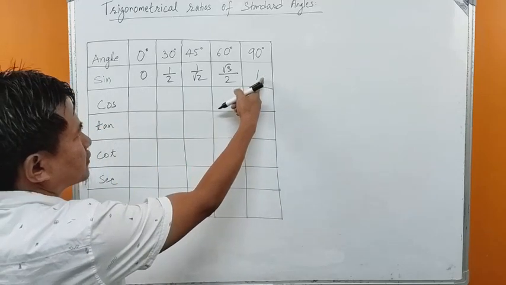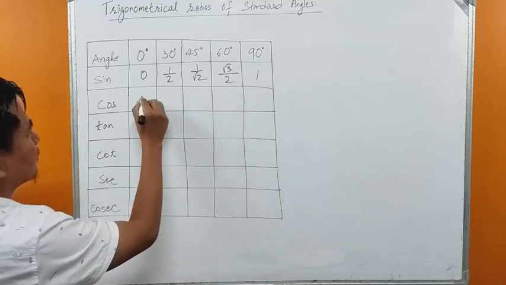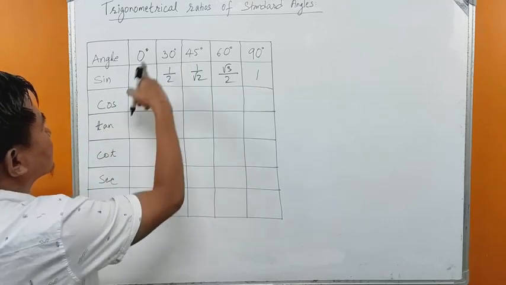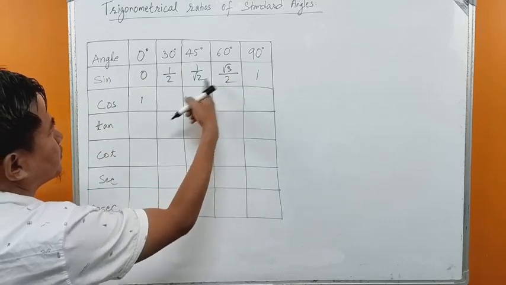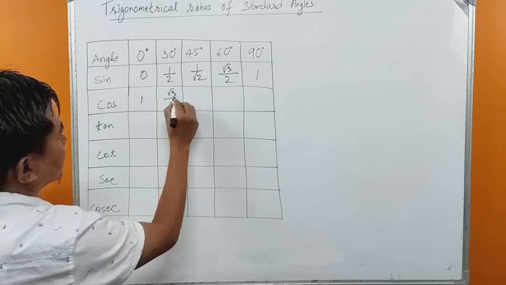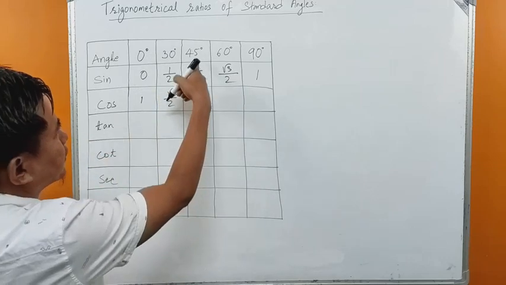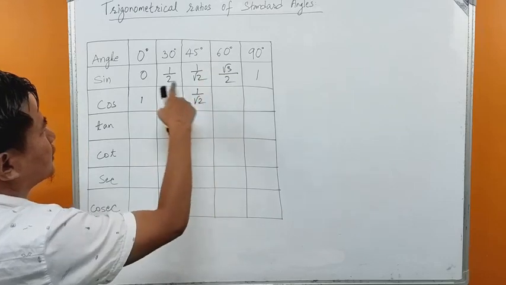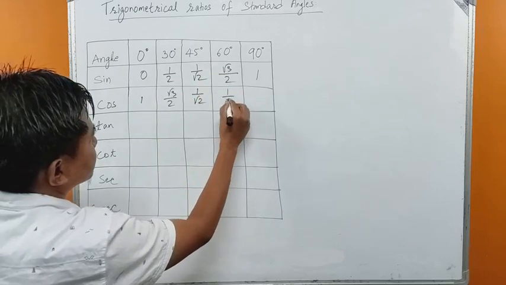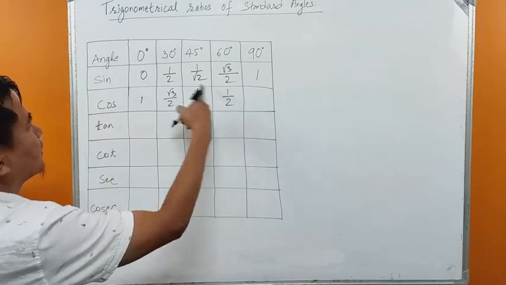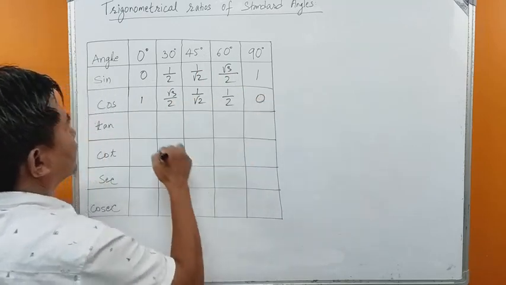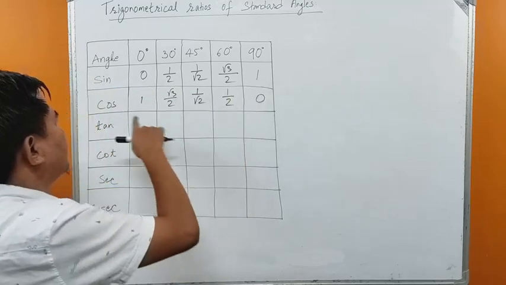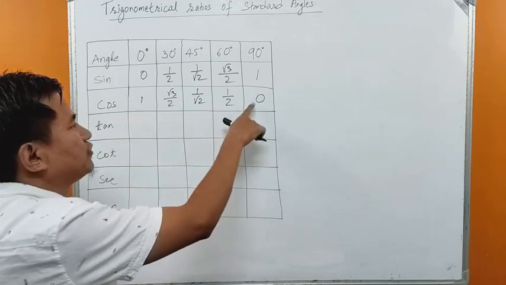Now to write the value of cos, what we do is we bring this 1 here. Okay. Cos 0 degree is 1. Cos 30 degree is root 3 upon 2. We bring this here, root 3 by 2. So cos 45 degree falls straight away here, isn't it? Now cos 60 degree, this 1 upon 2 comes here. Okay, and cos 90 degree, this 0 comes here. The value of sine increases from 0 to 1 and the value of cos decreases from 1 to 0.